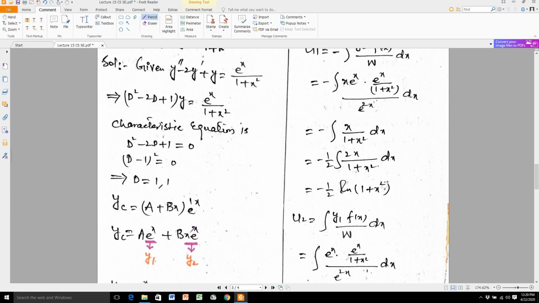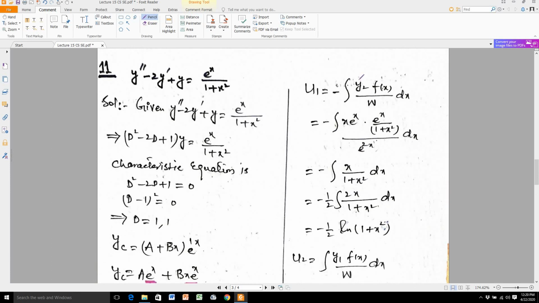So you see here u1 is equal to negative y2 integral f of x divided by Wronskian dx. I substitute here the value of y2, that is x e raised to the power x, and then the value of the forcing function that you see here, that is e raised to the power x divided by 1 plus x square. So I write here the value of f of x, then divided by the Wronskian, that is e raised to the power 2x.